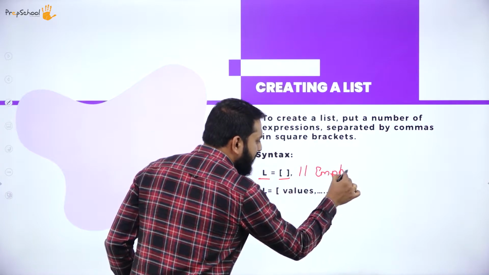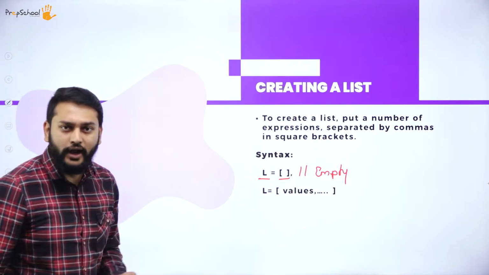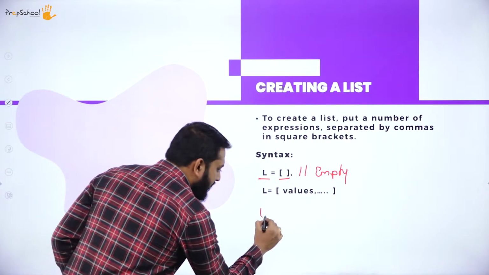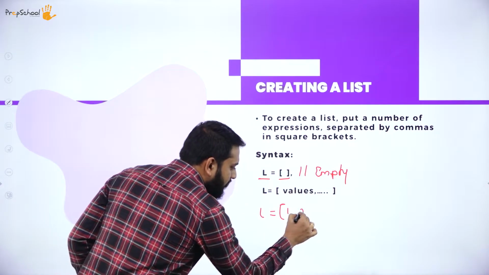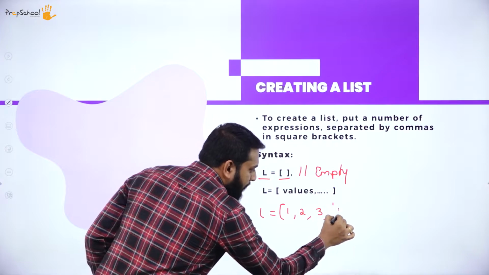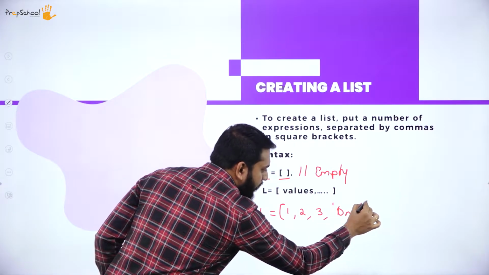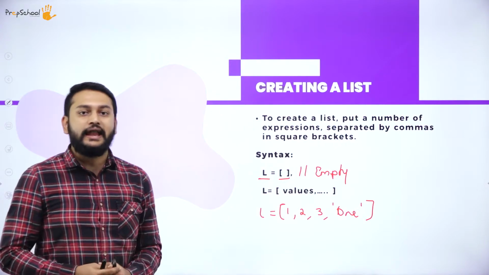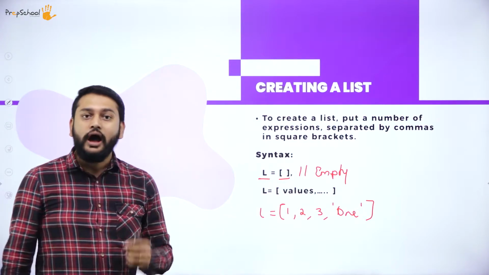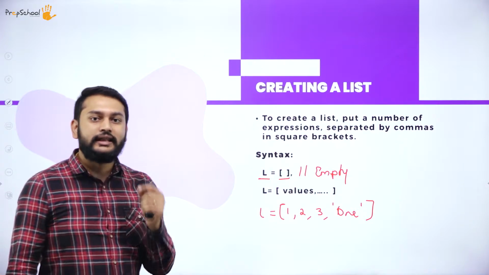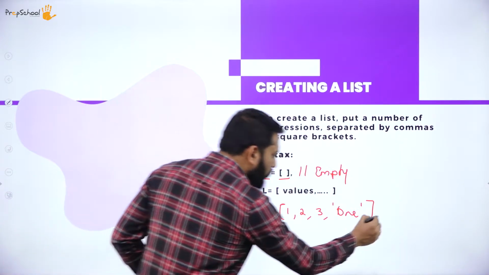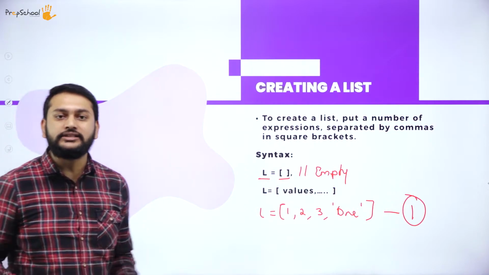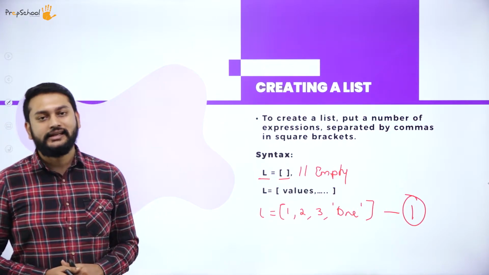I don't have to create an empty list. If I know the values, I can directly insert the values inside this. For example, L is equal to 1, 2, 3. Please observe, I have a string. When it comes to a string, I have to enclose it with quotes. Please don't forget that, right? This is how I will be creating the list. So hope you understand how to create the list, point number 1. So you got the basic knowledge. How do you create the list, right?